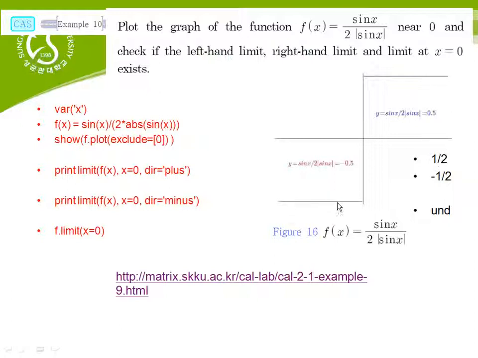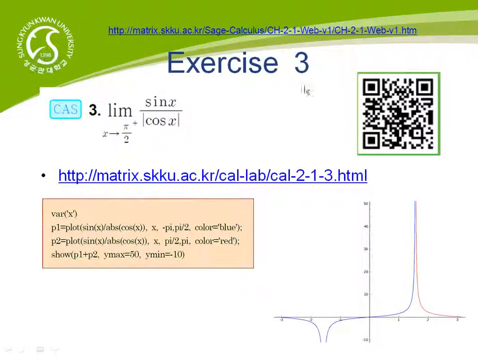So the right limit is 1/2, and the left limit is -1/2. As you see, this involves the sign function and absolute value, so the left limit and right limit are different. So the limit is undefined. Okay, so find the left limit and right limit, and the limit does not exist. That's what the answer says.